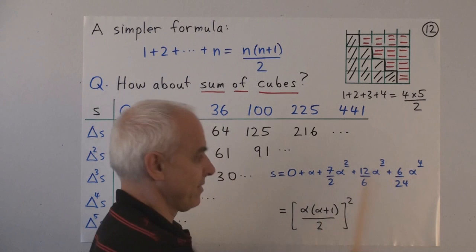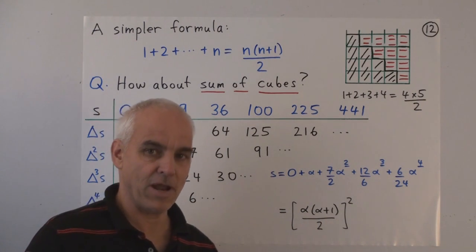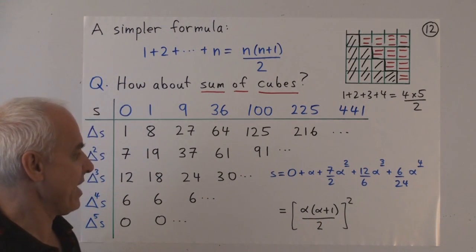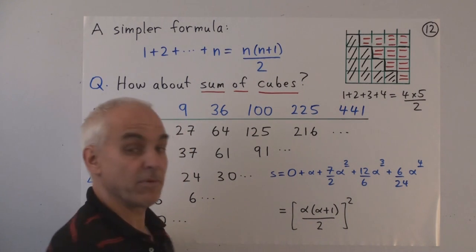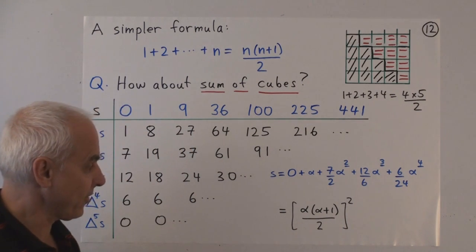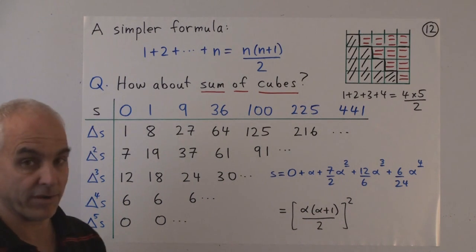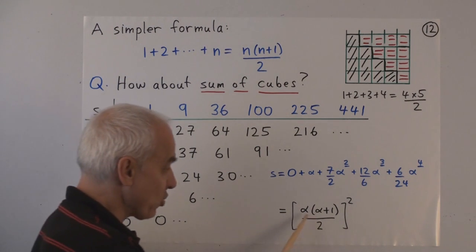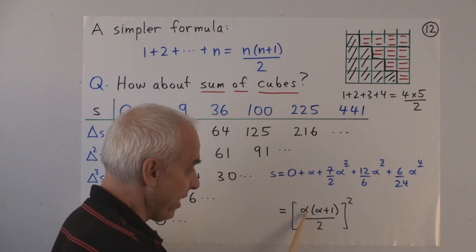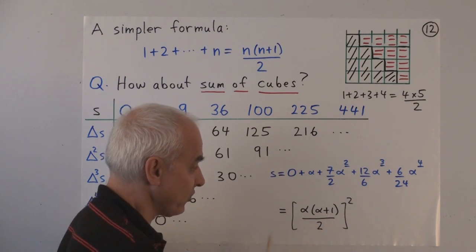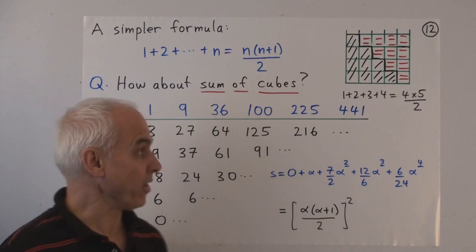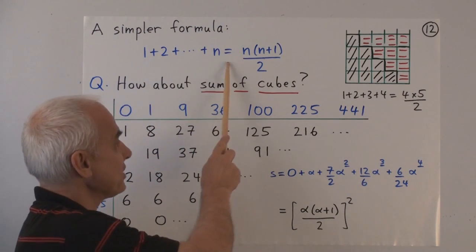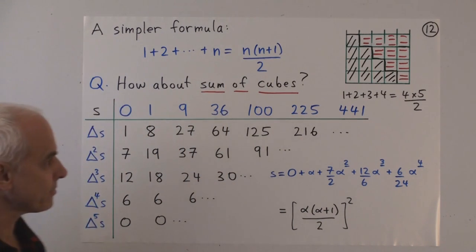When we do all of that, expand it all out, simplify it, lo and behold, a rather pleasant, even remarkable factoring occurs. It turns out that it's a square. And it's a square of something particularly simple, alpha times alpha plus 1 over 2, which we recognize as exactly the formula for the sum of the first n numbers.